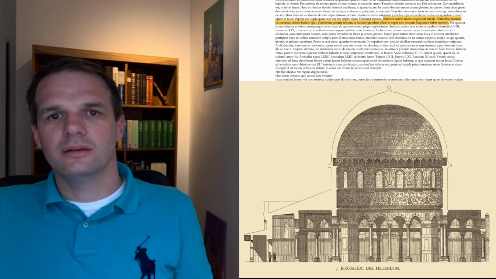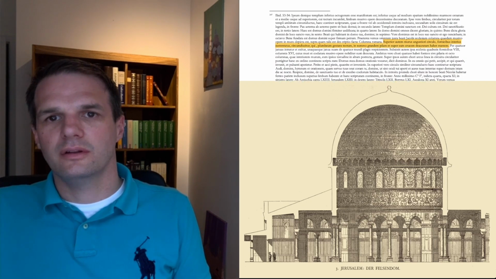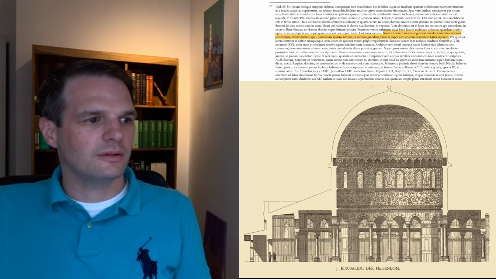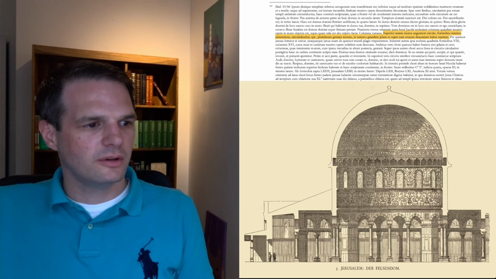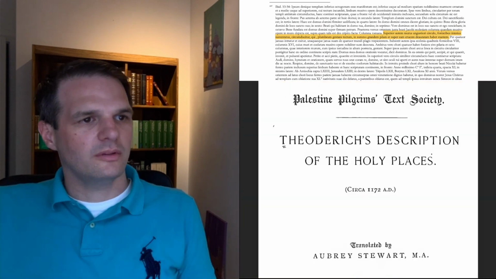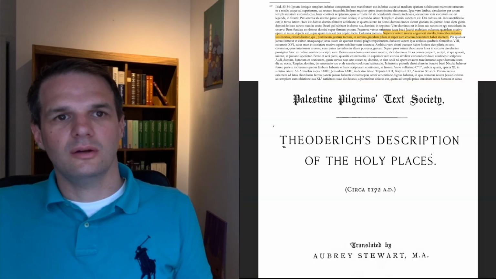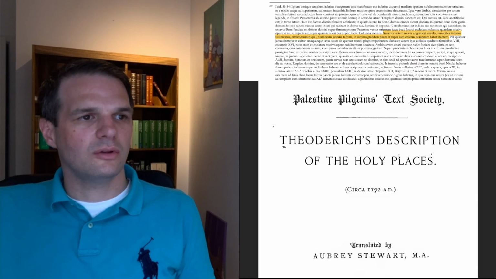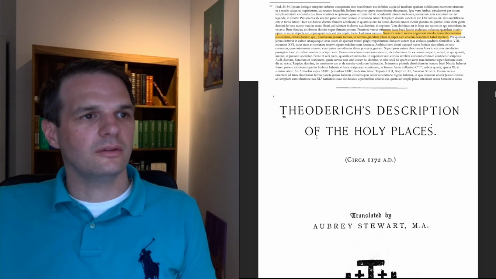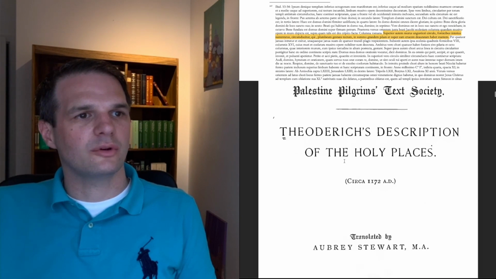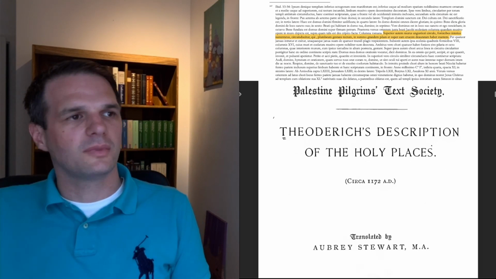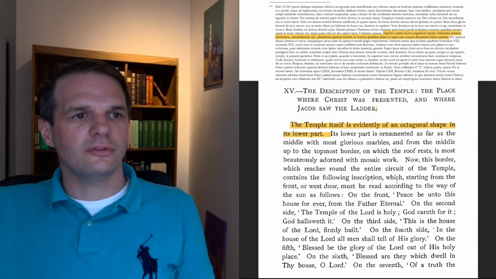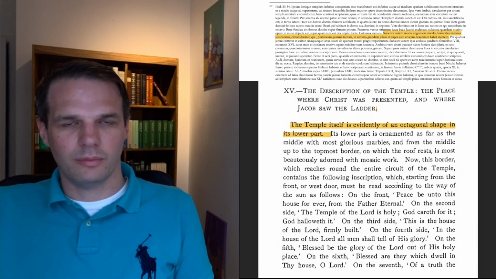So here we have another source. Here he quotes it in Latin. I've highlighted the interesting bit, but we can also look at it in English. So this is Theodosius, as H.G. Deus calls him, or Theoderich, as he's named here in the Palestine Pilgrims Text Society's document. So how does he describe it? He says the temple itself is evidently of an octagonal shape in its lower part.